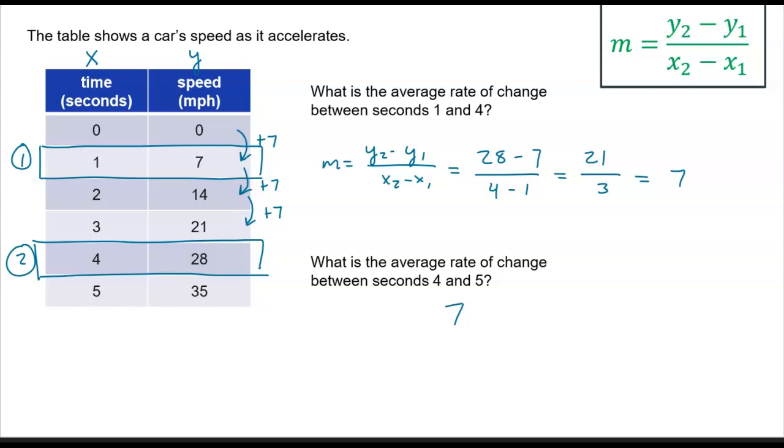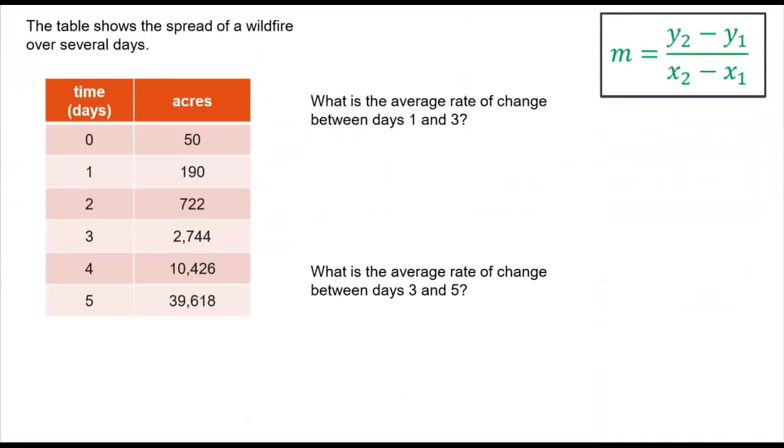Now the same is not true for an exponential equation. This table shows the spread of a wildfire over several days. On day 0 it started at 50 acres. It was up to 190 on day 1, 722. So this is jumping huge amounts. This definitely looks to not be linear. We would guess this is possibly exponential.